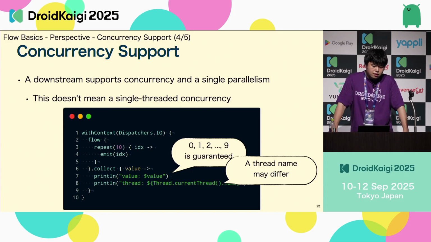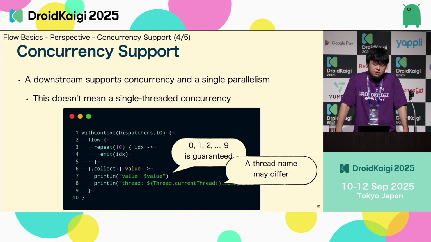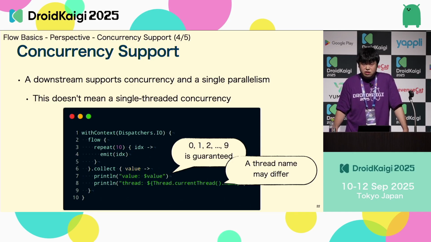Next, fourth perspective. Let's consider the perspective of the serial and the parallel executions. On downstream, you can safely use a value you receive because it's limited to a single parallelism. A downstream receives values in the order they are emitted and never processes 2 values at the same time. However, this doesn't mean it's restricted to a single thread. Number of threads depends on the used dispatcher.